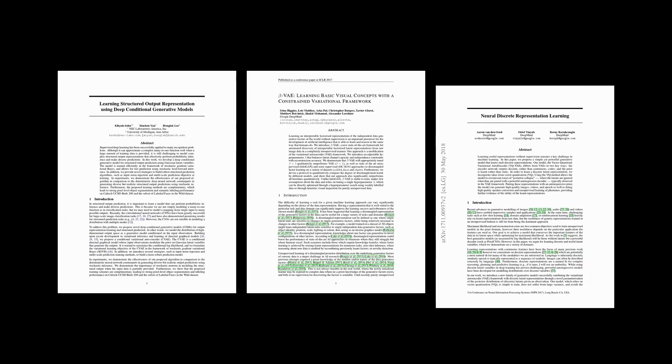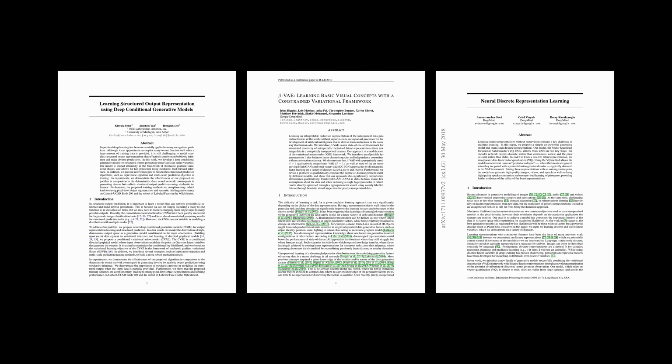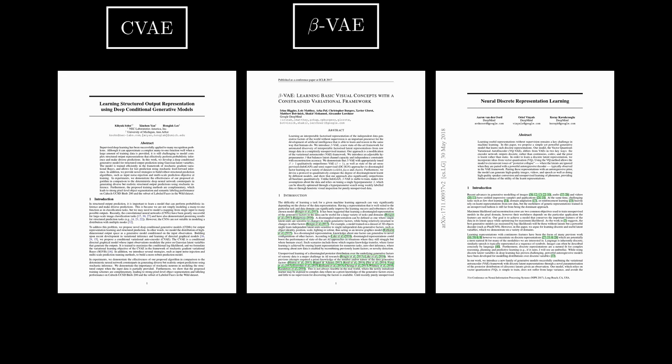Fortunately, many research papers have tried to address these challenges, resulting in several advanced VAE models designed to overcome these limitations. Some of the more notable variants include conditional VAEs, which allow for class-specific image generation, beta VAEs, which introduce a tunable parameter to control the trade-off between reconstruction quality and disentanglement, and vector-quantized VAEs, which provide a discrete latent space for sharper reconstructions. We'll explore each of these models in future videos, so stay tuned if you want to know more.